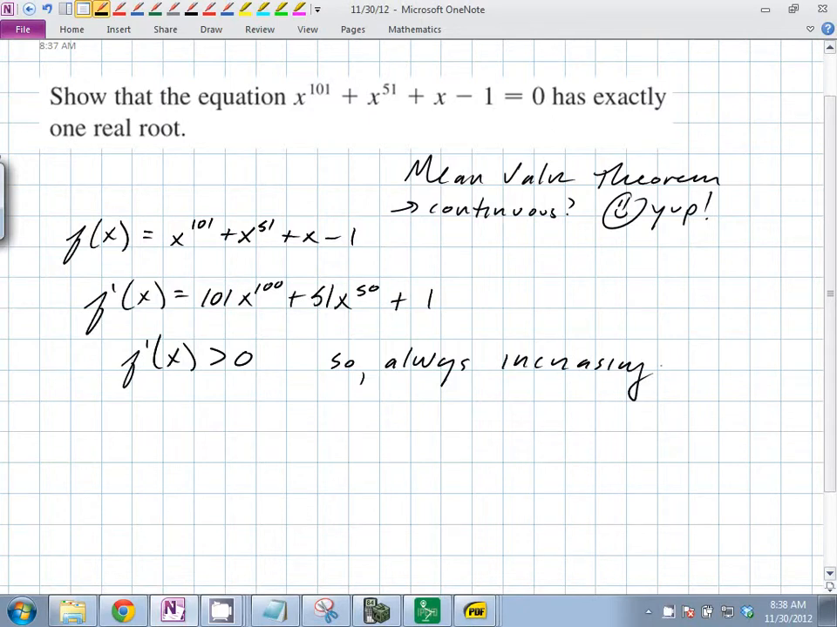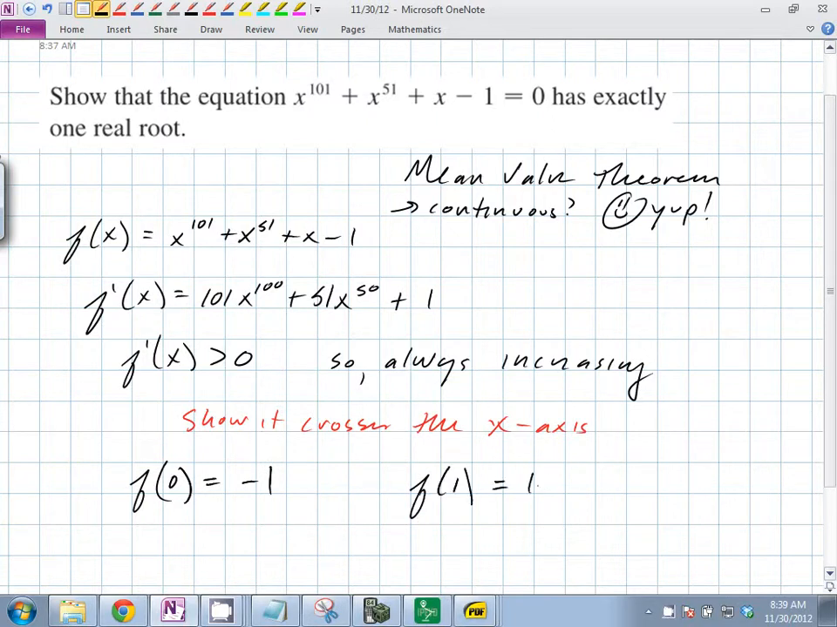So what next? Now you have to show it crosses the x-axis. How do you do that? Plug in values, right? Like f of what? How about f of 0? What's f of 0? Negative 1. What's f of 1? 1 plus 1 plus 1 minus 1 is 2. So what does that tell you?